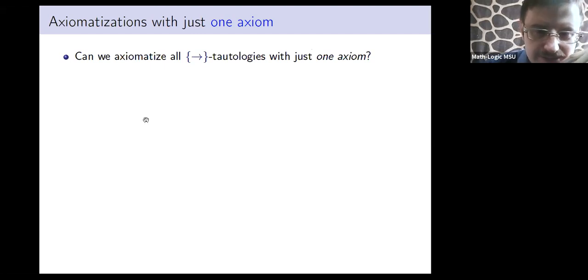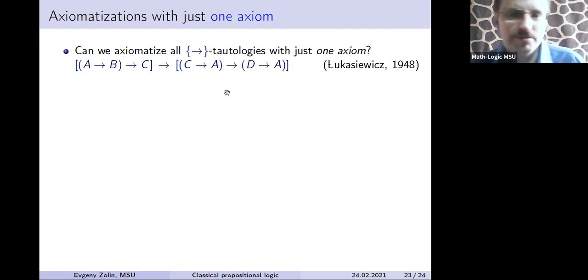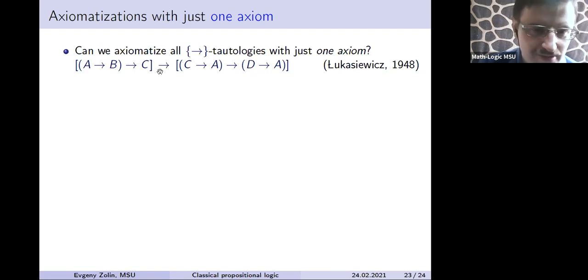And the surprising answer is yes, we can. Quite an old result. This is just a very long axiom. Well, it is not quite long, but still. So quite an interesting axiom. It has D only once. A is 3 times, C 2 times, B only once.